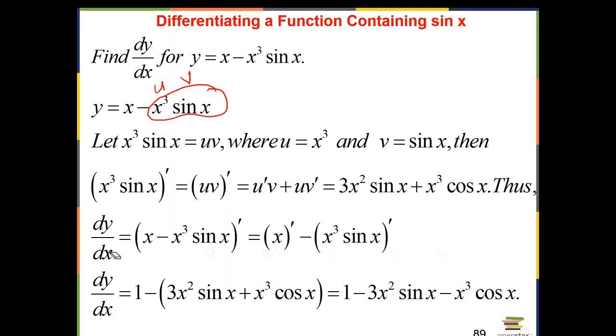Now the derivative of this given y, dy/dx, is the derivative of x, which is 1, and the derivative of this part we just found, right? And we just write it as one expression. So this is the derivative of that. All right.